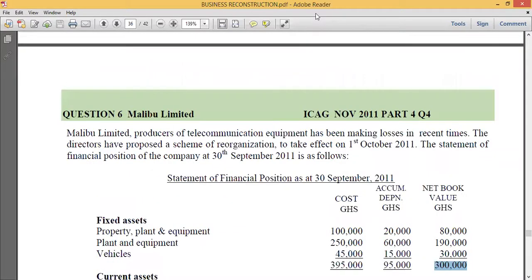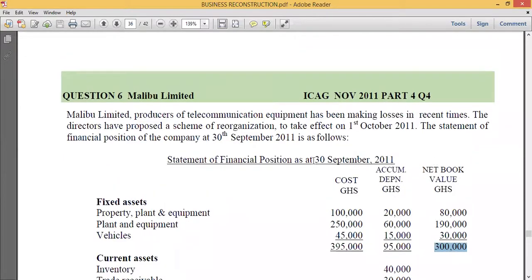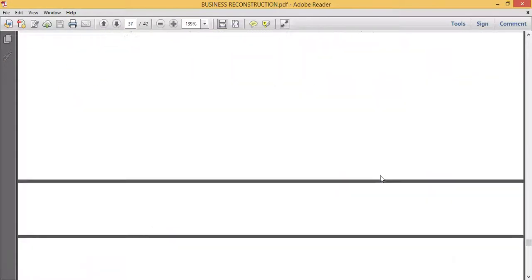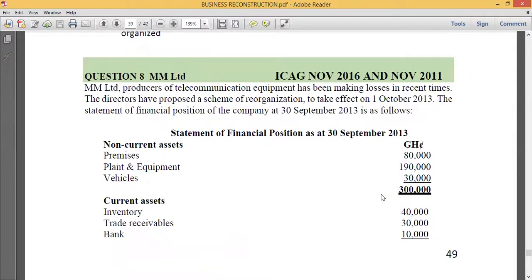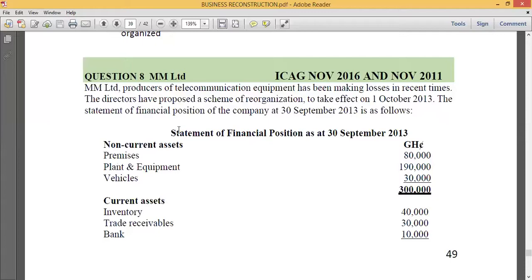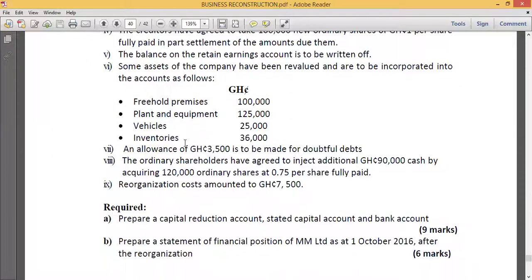Before I go to that question, I'll walk you through some of the entries first. That question six, that one was Malibu Limited. But when it came in November 2016, look at the name that they call it, M&M. The same question came here and they are calling it M&M Limited. No, it was Malibu. So that is the question for today.